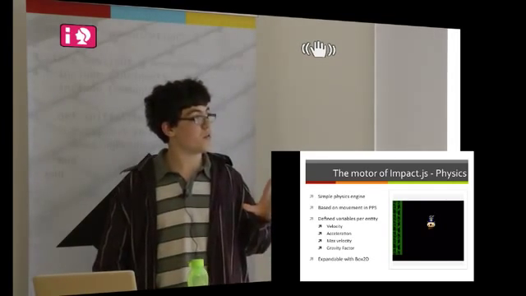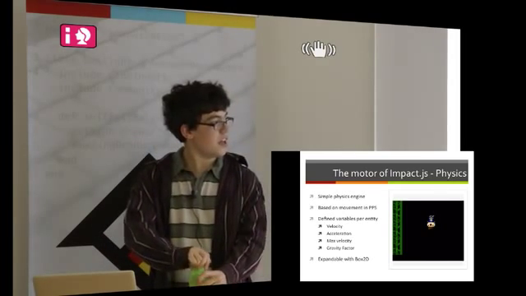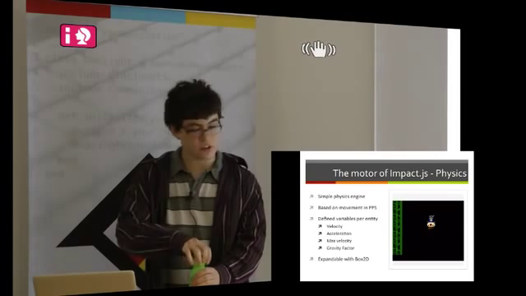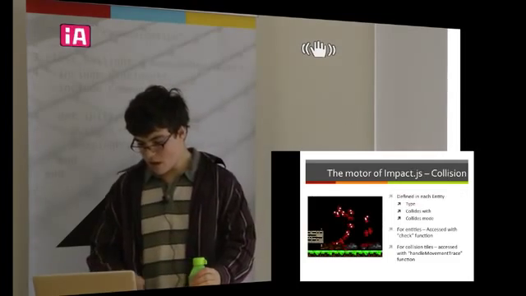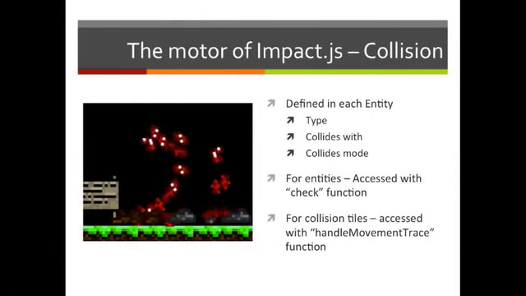Collision. Collision is also really important. It's defining each entity a type, collides with, and collides mode. So each entity has one of three types. It's either type A, type B, or none. And then there's a check function which is called whenever it collides with something. Now what that something is, is defined with the collides with. So if it's defined collides with type A, and the entity is type A, whenever it touches type A, the check function will be called. And it'll take a variable which is the entity that it collided with.